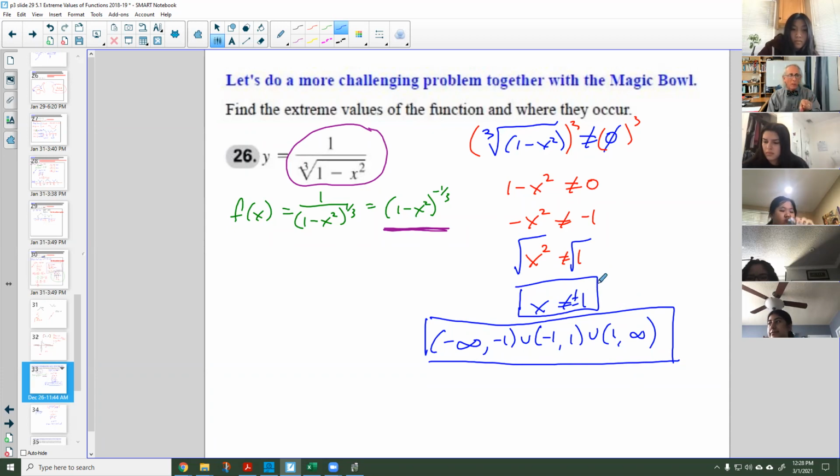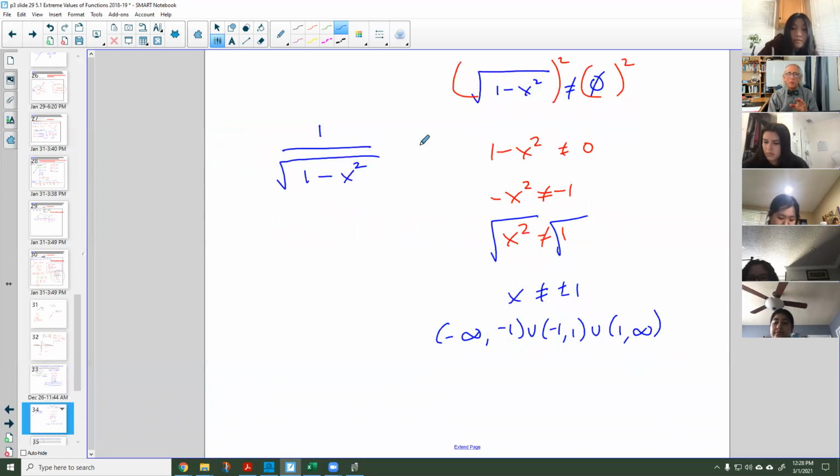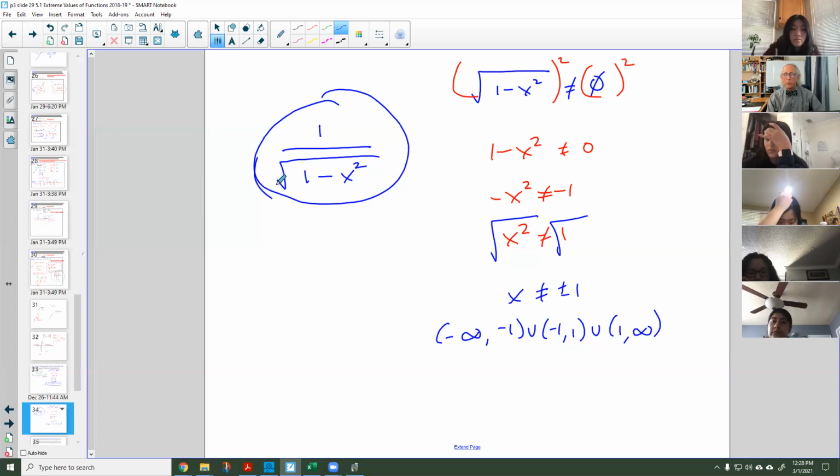Then before I go back to this problem, I want to go back to what I was trying to do over here. Because if this had been my function, if it had been a square root as opposed to a cube root, then I would have had to answer the question: is there a radical sign with an even index? Yes, there is. And when I have a radical sign with an even index, the radicand has to be greater than or equal to 0. So I would have 1 minus x squared greater than or equal to 0.